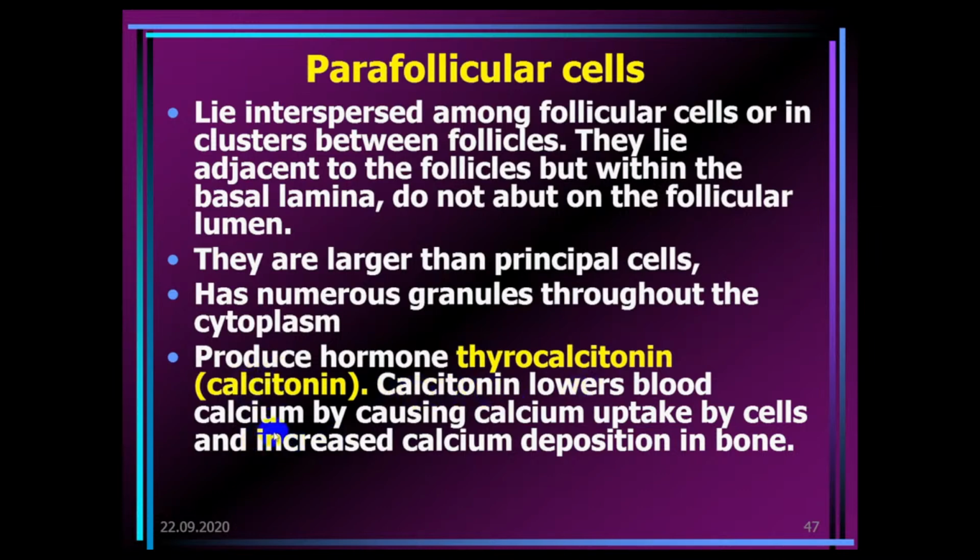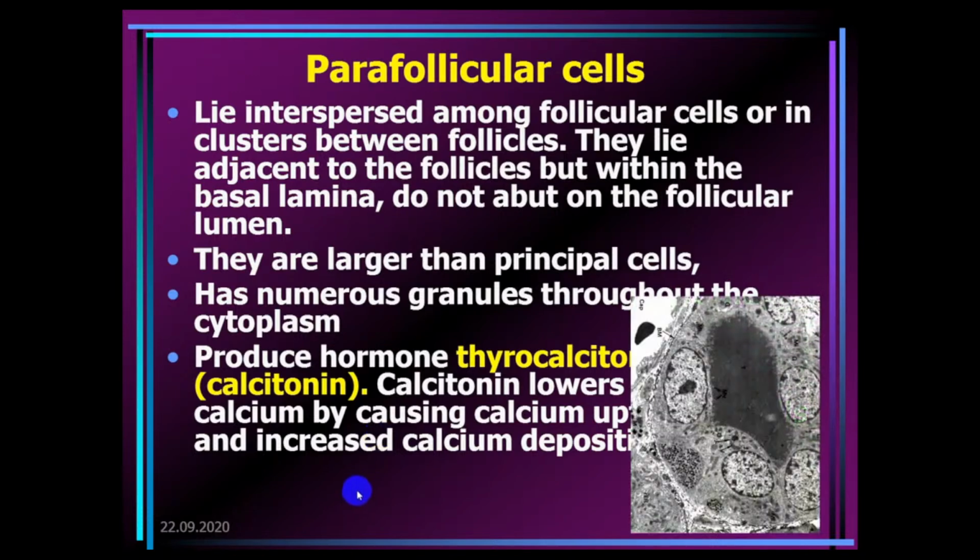Calcitonin lowers the blood calcium by causing calcium uptake by cells and increased calcium deposition in bone. So this hormone is also produced by the parafollicular cells, which form clusters of cells between the thyroid follicles in the loose connective tissue. The second place of allocation of parafollicular cells is as clusters of these cells in connective tissue between the follicles.